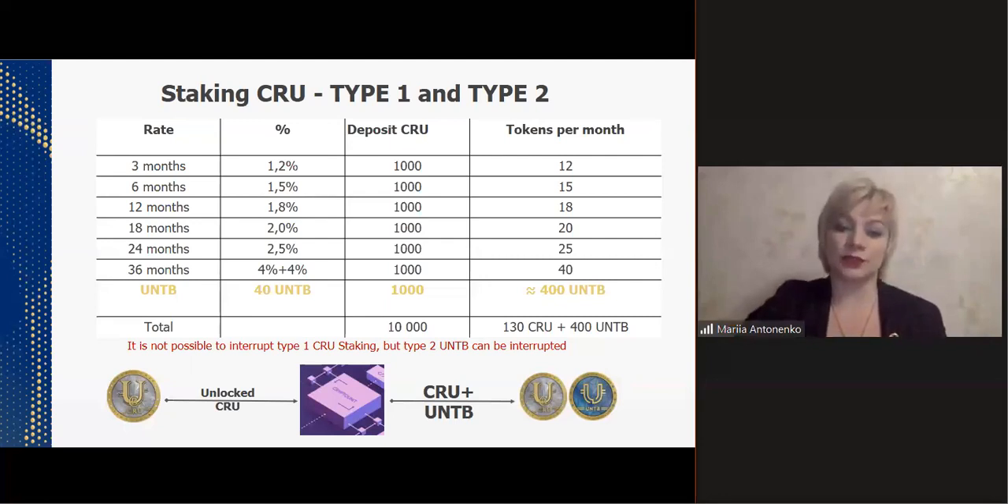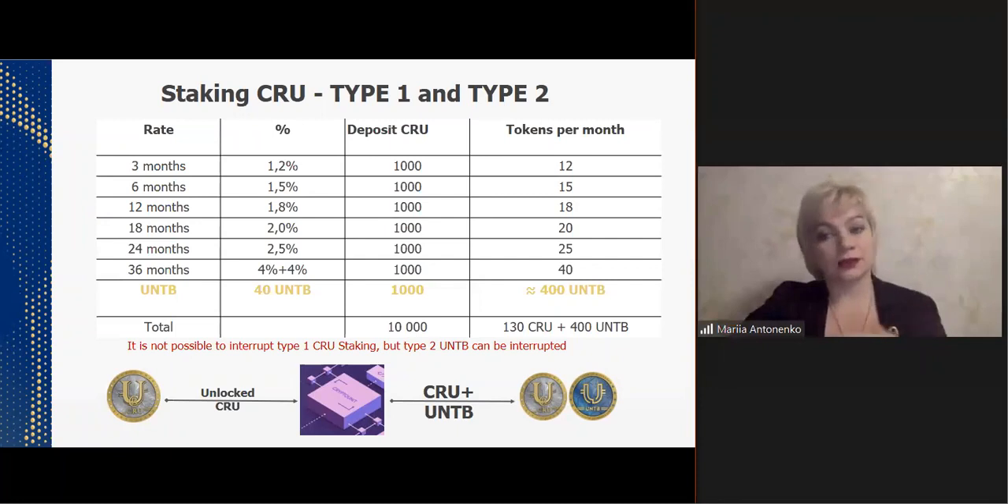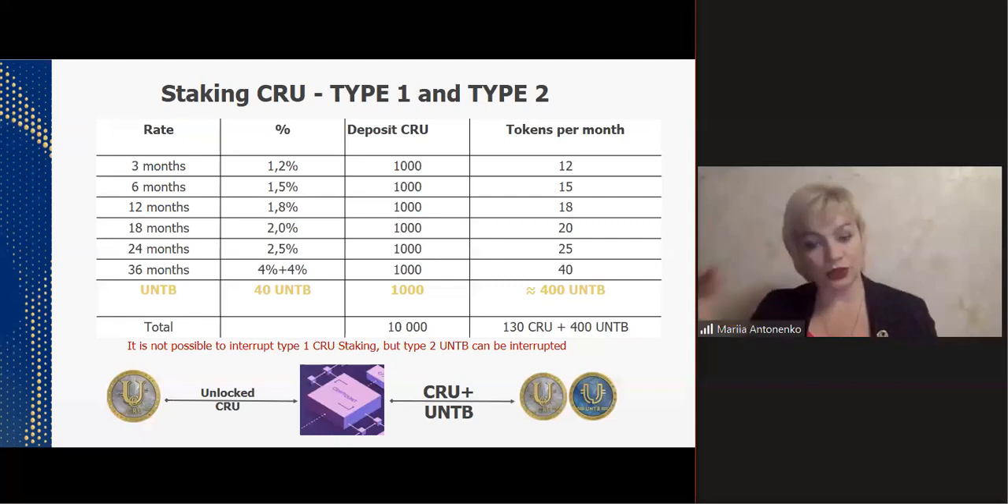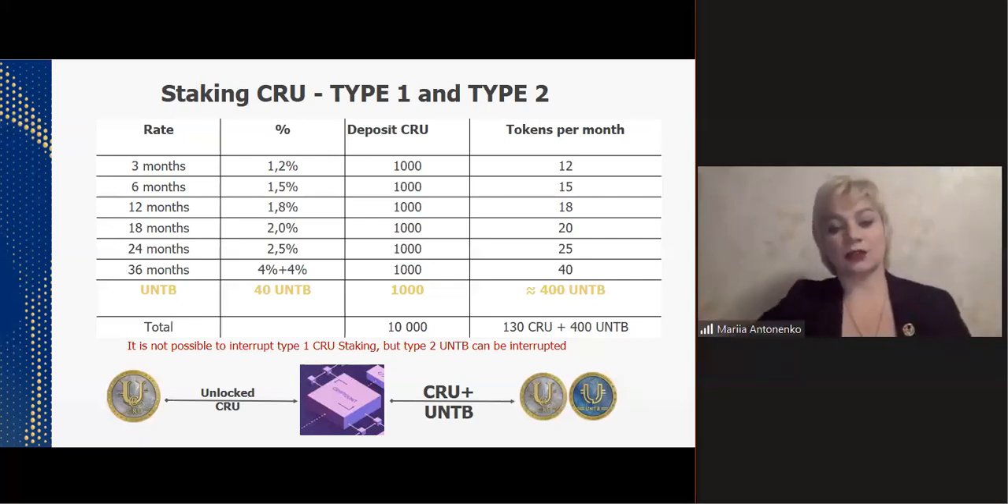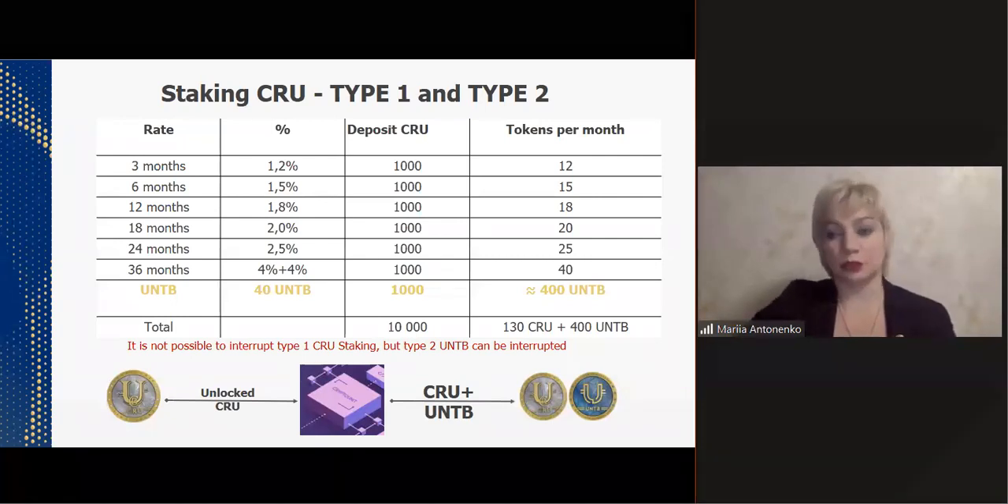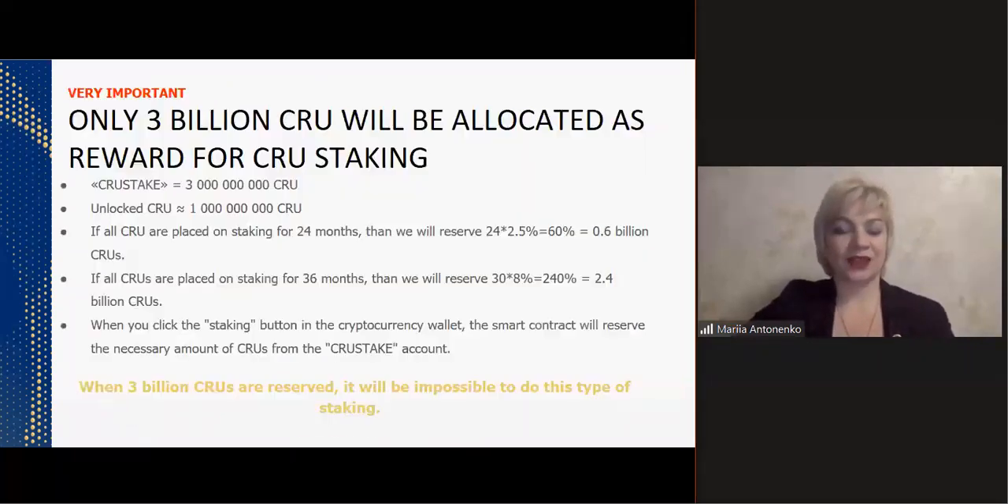But the staking of CRU is a fixed amount. You clearly know how many CRUs you're going to receive at the month's end, whereas the UNTB quantity is going to change depending on how many people stake their tokens. The more partners we have, the more people stake their tokens, and the fewer UNTBs will be allocated per person. But the more the token is in deficit, the higher its price is. So this is the model for our UNTB. It's the so-called scarcity model that will pump the price of that token. Now let's move on to the next slide.